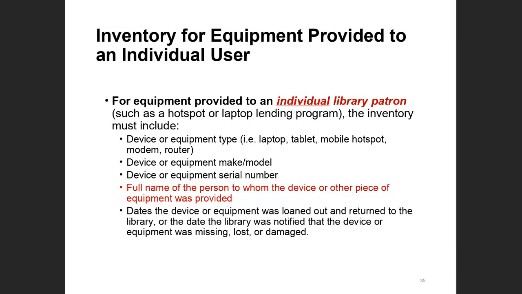So for example, if you are loaning equipment like a hotspot or a laptop to an individual patron, say with your lending program, then the inventory has to include the type of device, the make and model, the serial number, the full name of the person to whom the device was provided, and the dates the device was loaned out and returned to the library, or the dates that you were notified that it's missing, lost, or damaged.